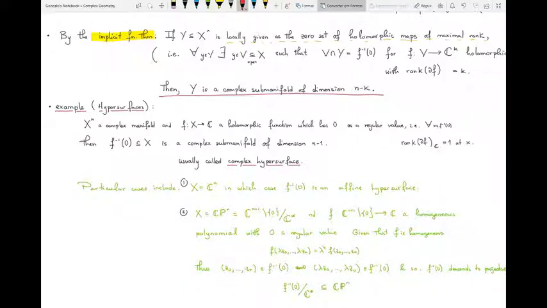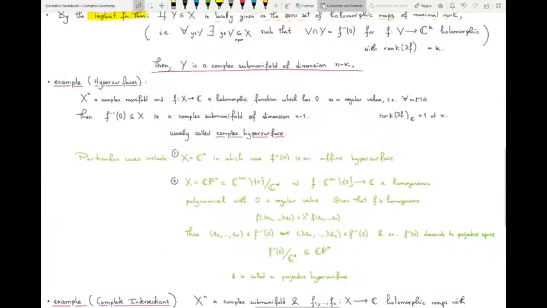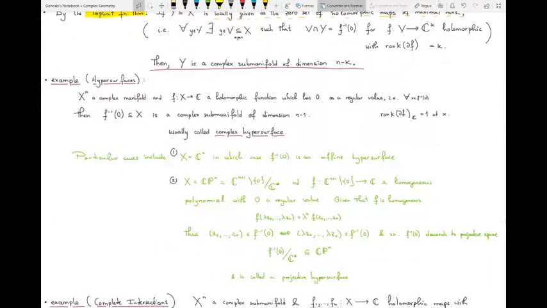Okay. So there are some particular cases that are easier to write down. The first one is perhaps the easiest, and it's a direct application of this, which is the case of affine hypersurfaces. You pick X, the big manifold, to be C^n, and you pick a holomorphic function on C^n with 0 as a regular value, then the pre-image of 0 is what is called an affine hypersurface, because it's a complex hypersurface of C^n.